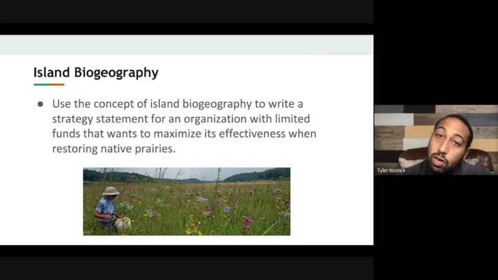So another one, try to use your noggins here. Use the concept of island biogeography to write a strategy statement for an organization with limited funds that wants to maximize its effectiveness when restoring native prairies. So this one's a little bit more difficult, but what would your statement be? How would you do this with that limited amount of funds? Give me another second.